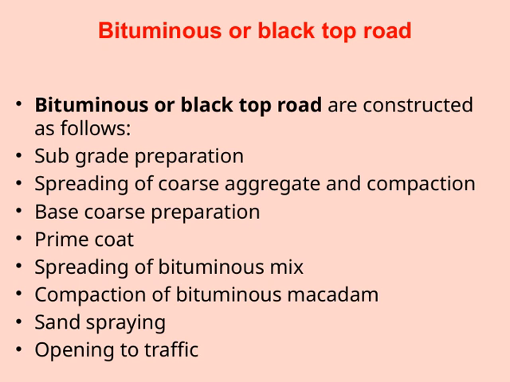After that, a prime coat is applied. This is a bituminous layer that helps bond the subsequent layers together and prevents water infiltration. Following the prime coat, we spread the bituminous mix, which is essentially the asphalt or blacktop material. This is then compacted thoroughly, often using rollers, to achieve density and smoothness. Once the bituminous macadam is well compacted, a layer of sand is sprayed on top, which helps fill any small surface voids and enhances the binding of the final surface layer.